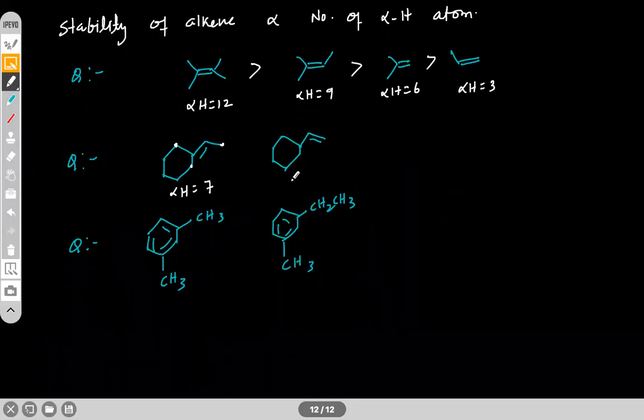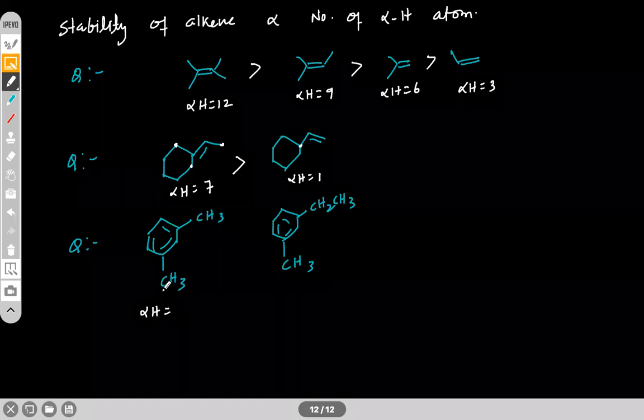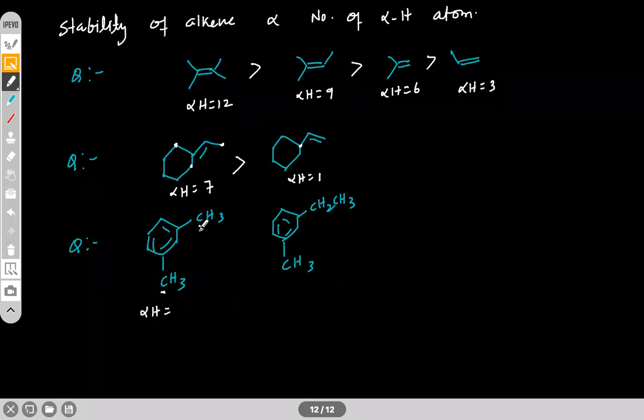Here, we have only one alpha carbon, which is this. So only one hydrogen, hence the first one is more stable than the second one. In this one, both of these carbon atoms, this one and this one, are alpha carbons. So it is 6, and here it is 5. First one is more stable than the second.